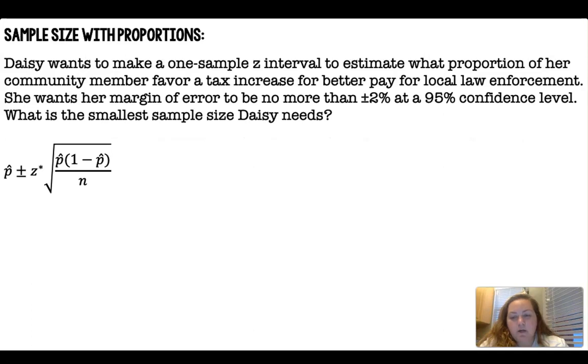All right, so this one, sample size with proportions. Daisy wants to make a one sample Z interval to estimate what proportion of her community members favor a tax increase for better pay for local law enforcement. She wants her margin of error to be no more than plus or minus 2% at a 95% confidence interval. What is the smallest sample size Daisy needs? So in order to make sure she has a margin of error of plus or minus 2%, we need to figure out what sample size she should be using.